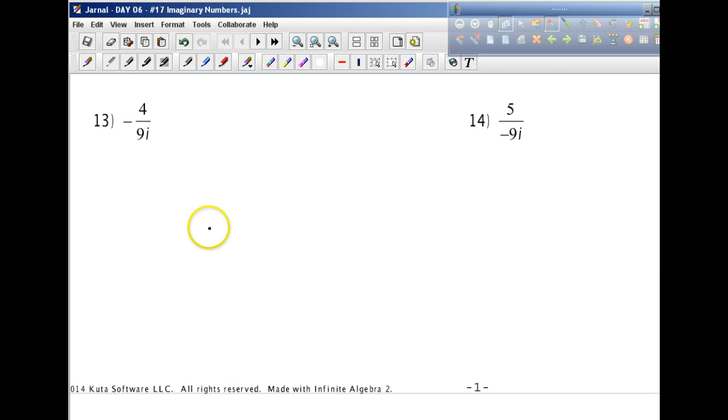Going down to 13. So, mission here is always to get rid of the radicals in the denominator. i is a radical. So, multiply it by the same radical. So we get -4i over 9 times what? -1. Yeah, so the i squareds, always just replace it with -1.